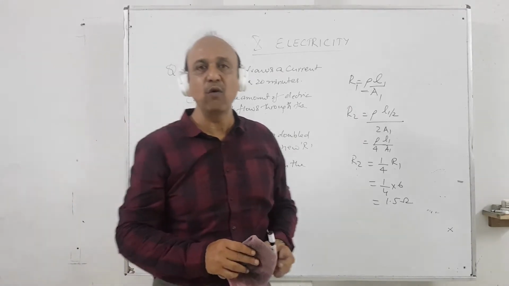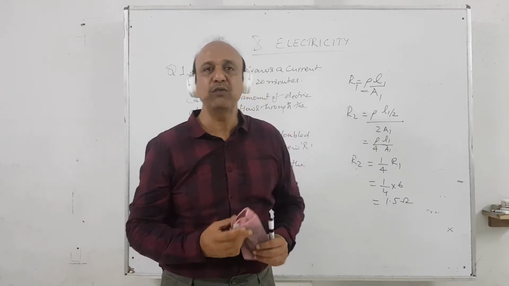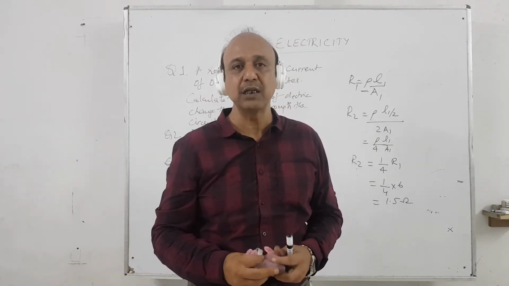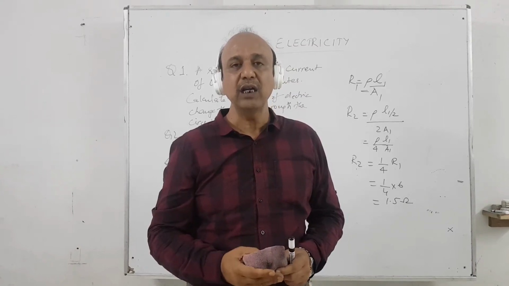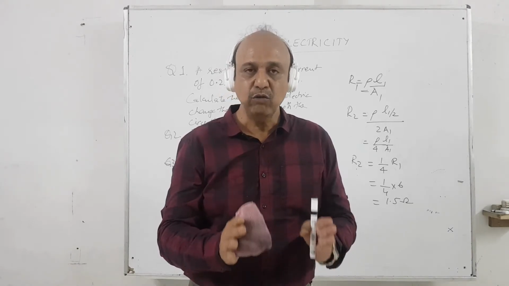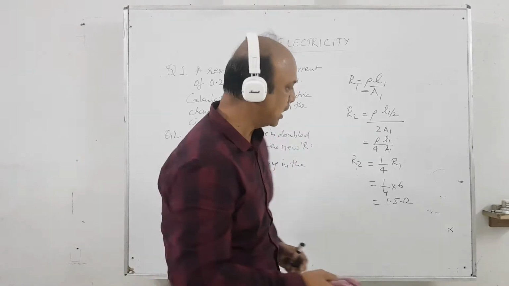One question as a homework for you. A wire of specific resistance rho is cut into 2 pieces. What is the new specific resistance of the wire? This we will be discussing in the next class. Till that time, try to find out the answer.